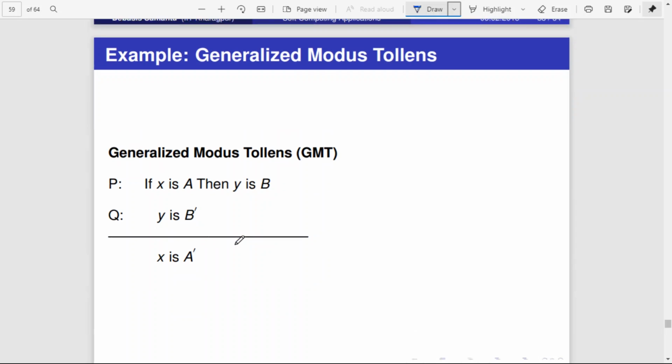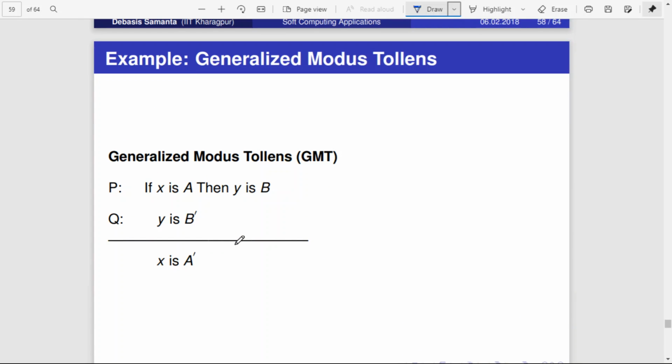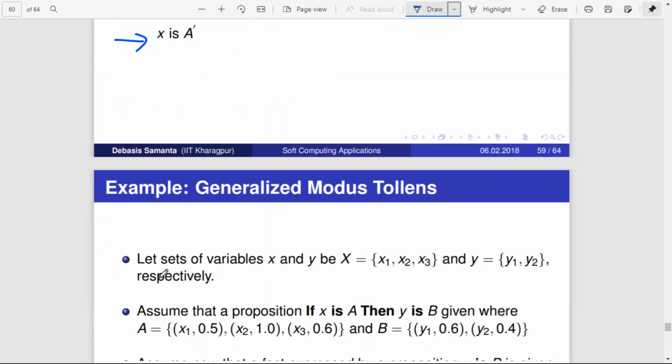Similarly, we can discuss an example on modus tollens. It is quite similar. Here we are given a proposition P: if x is A, then y is B. Then we are also given another proposition, y is B dash. From this we have to infer that x is A dash.